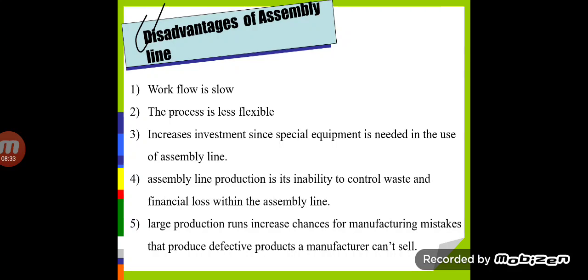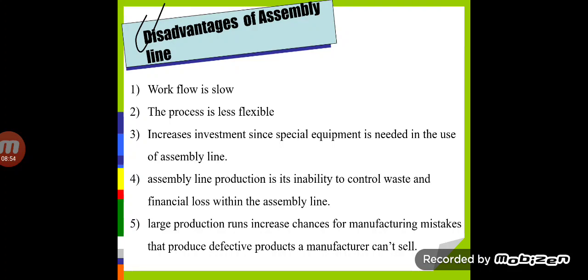Yes, because in a single work time we are giving time to every single product, and after preparing the separate parts we have to assemble these things, which can affect the flow of production, so the workflow is very slow because of assembling the product.